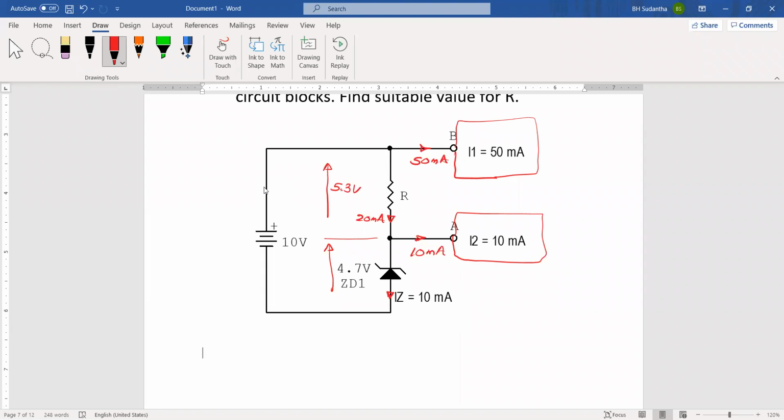20 milliampere. Then you can find easily R: 5.3 volts divided by 20 milliampere. Okay. It's 265 ohms.